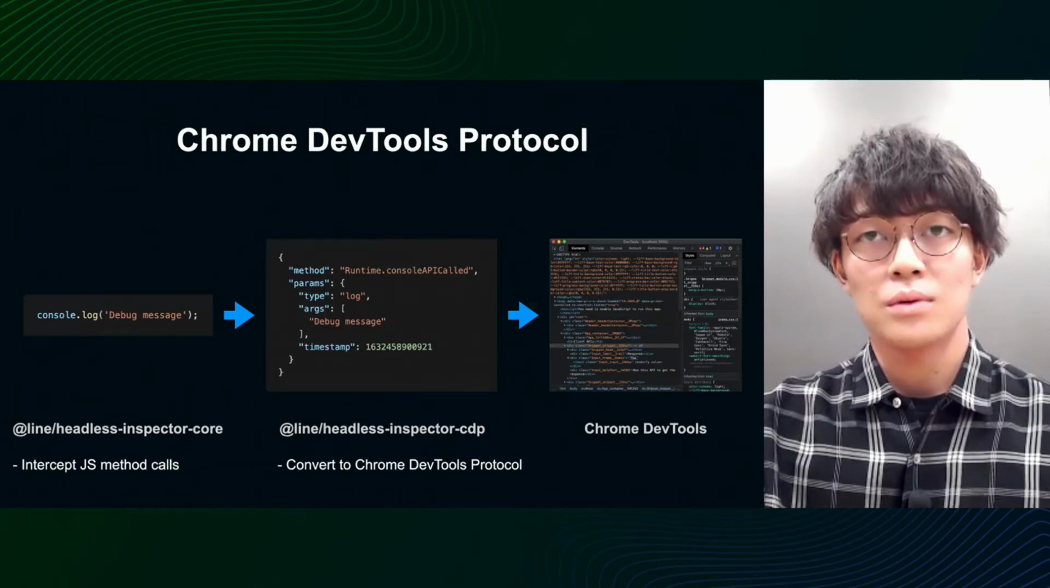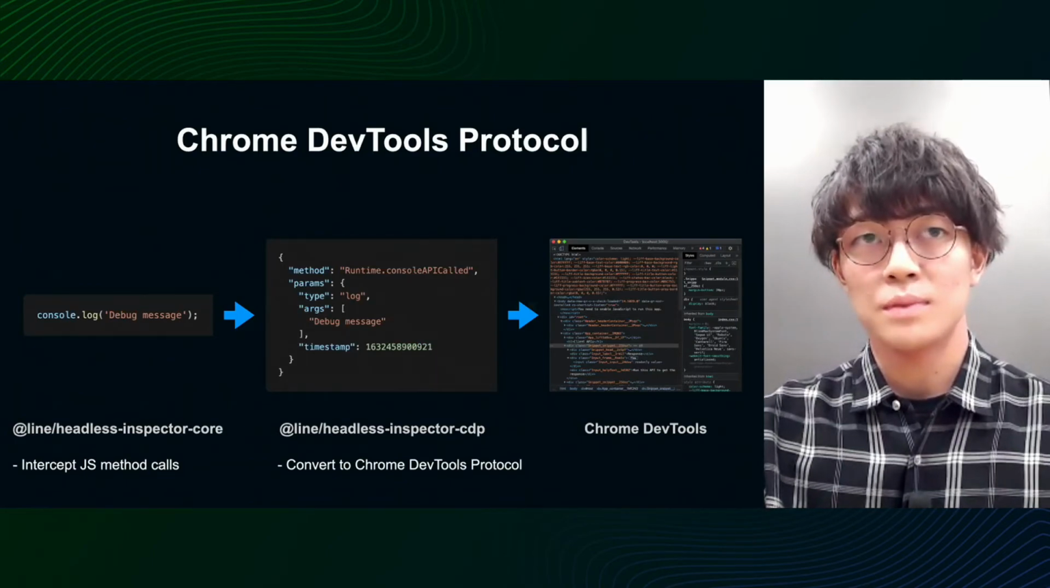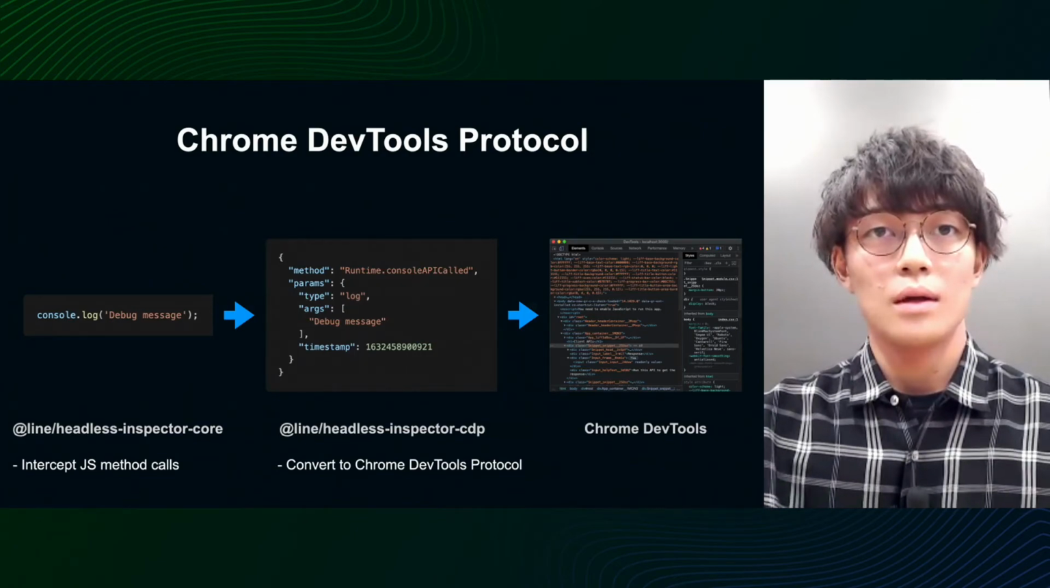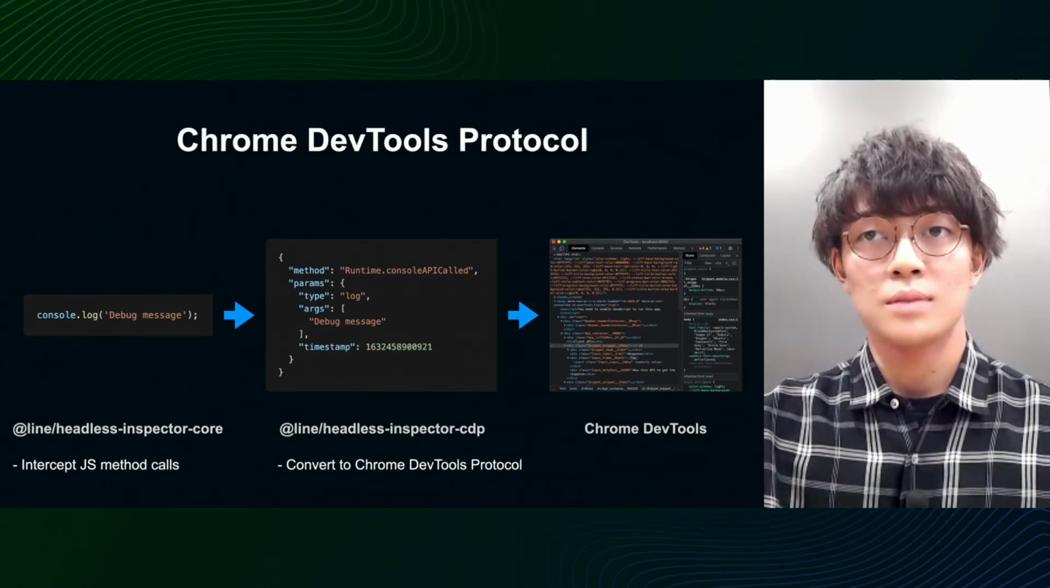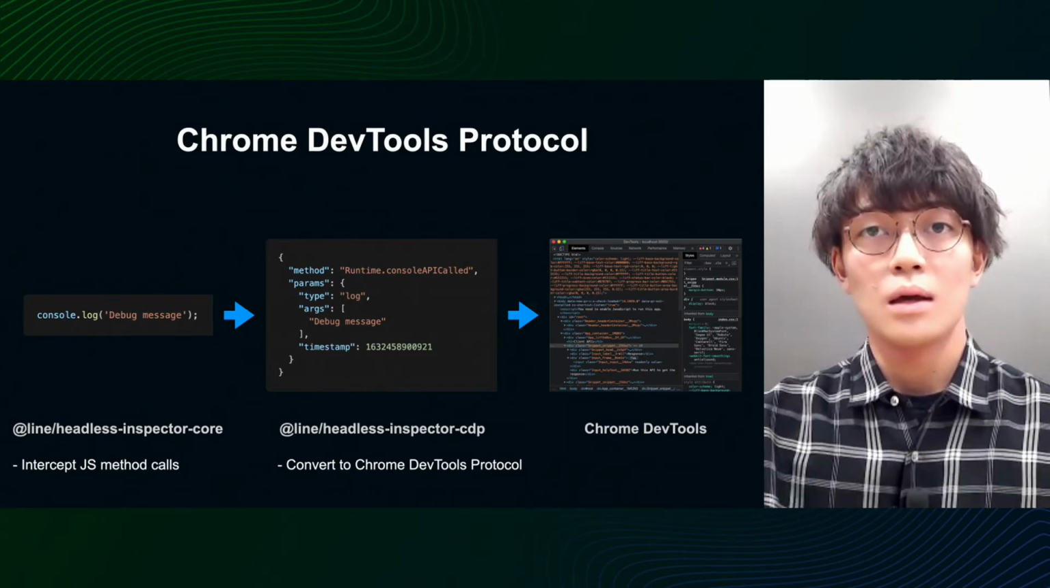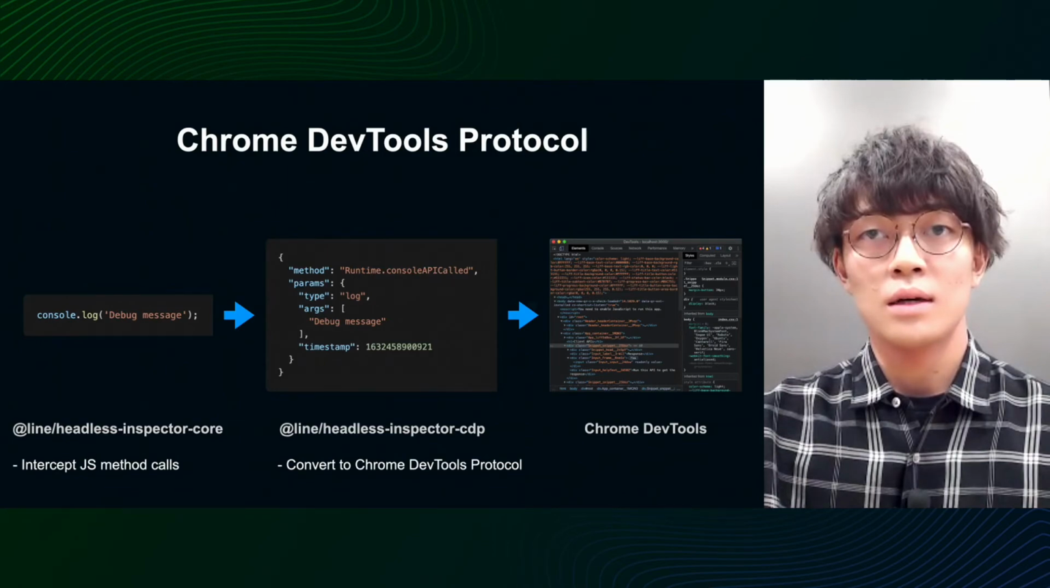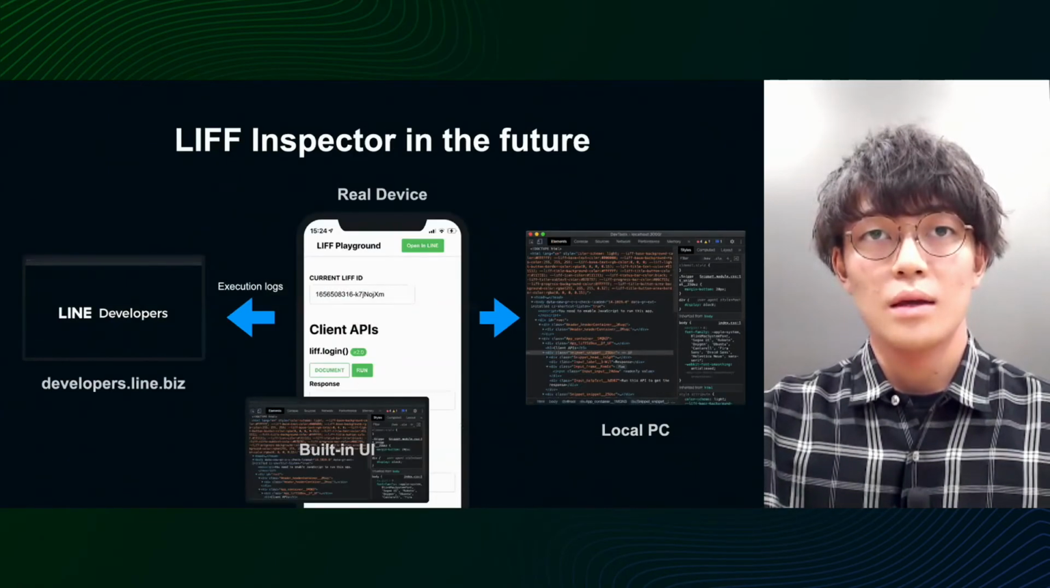The LIFF Inspector is achieved by sending events from the Headless Inspector to the Chrome DevTools. Each event issued from the Headless Inspector core is converted into a Chrome DevTools protocol by the Headless Inspector CDP package, as shown in the middle figure. Thanks to this protocol, Chrome DevTools will be able to understand execution log of an application and display that information. These 2 packages, as well as LIFF Inspector, are scheduled to be released as OSS, and I believe they can be used in various situations other than LIFF, so I encourage everyone to try using them.